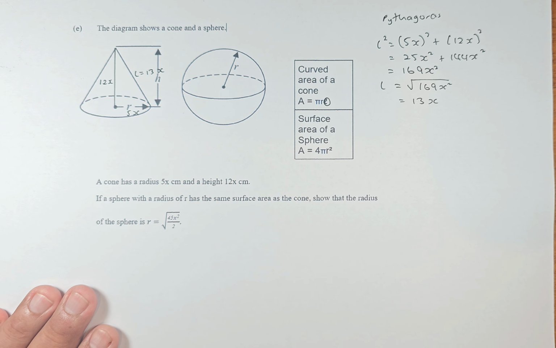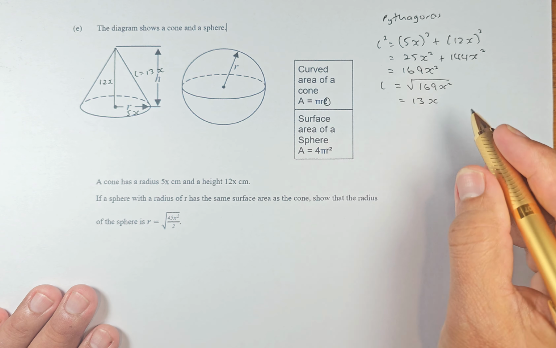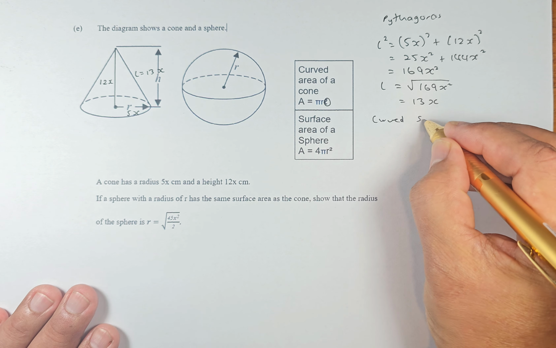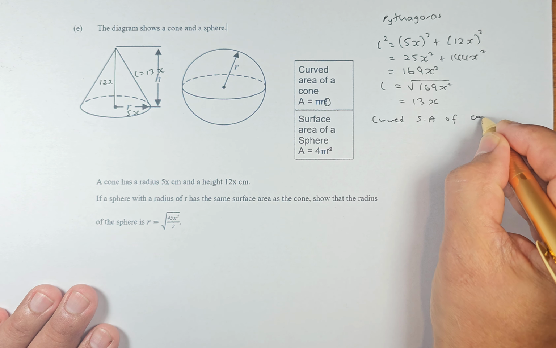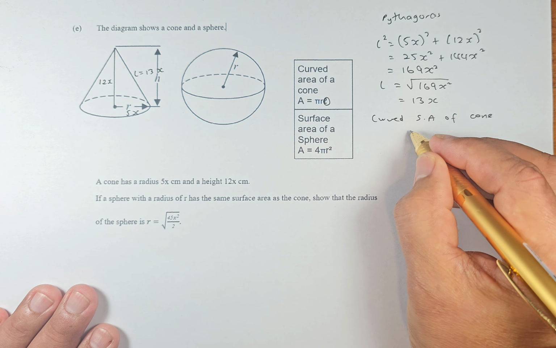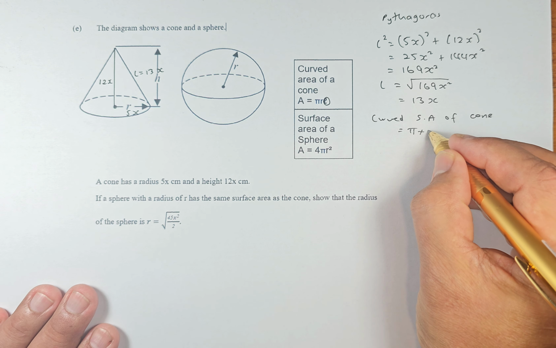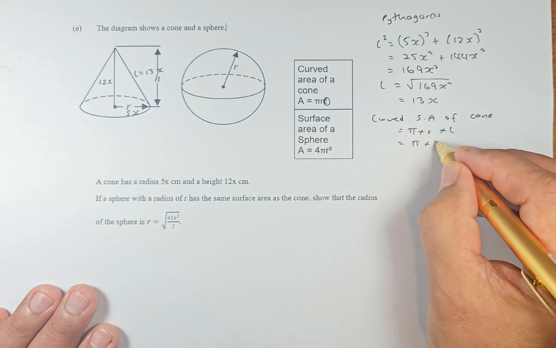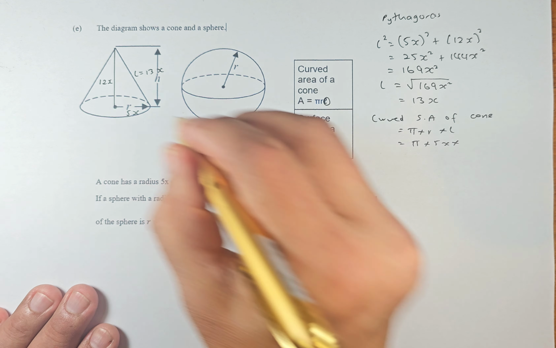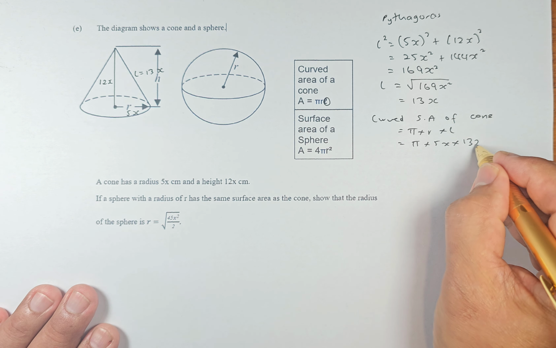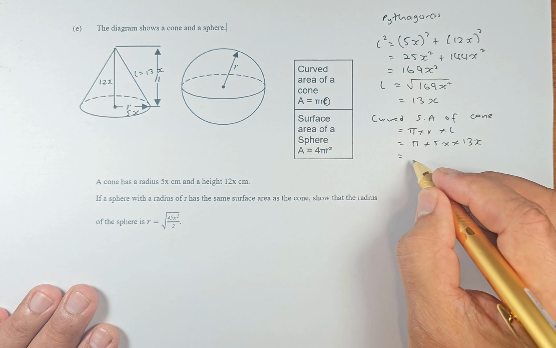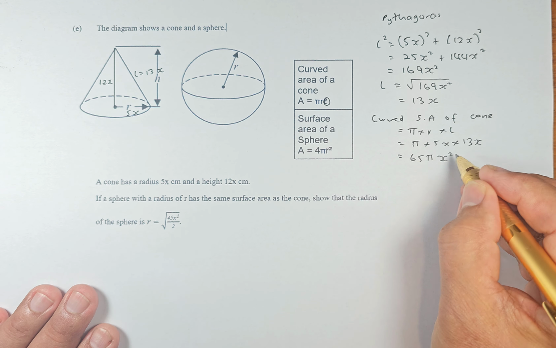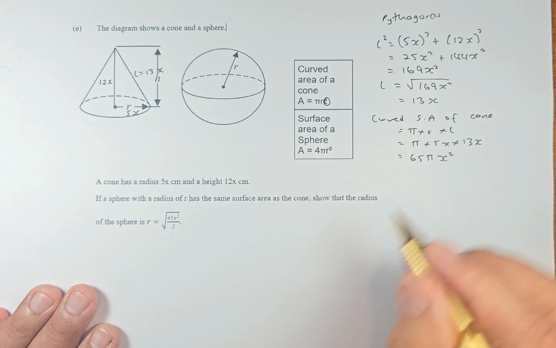Now that we know L, we can find the curved surface area of the cone using the formula pi times r times L. Pi, the r is 5x, and the L is 13x. When you multiply them, 13 times 5 is 65 pi x squared, because pi is there and x times x becomes x squared.